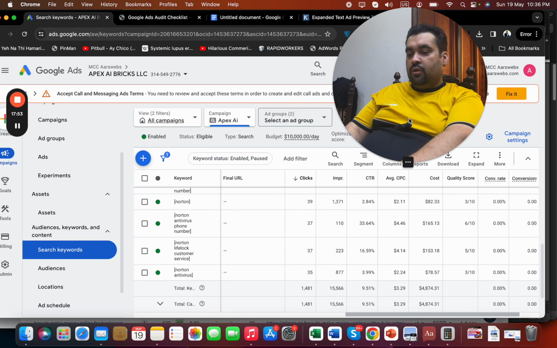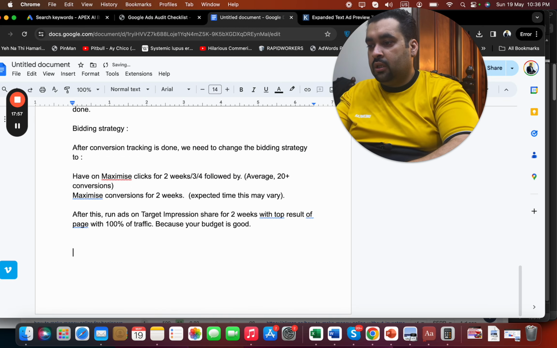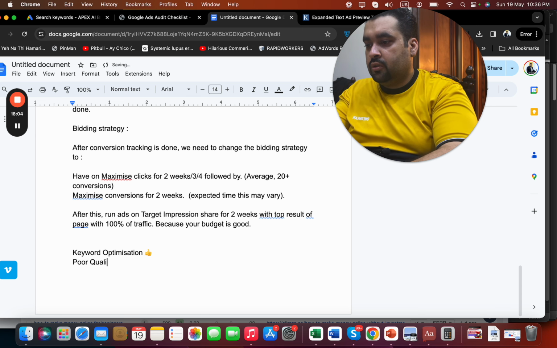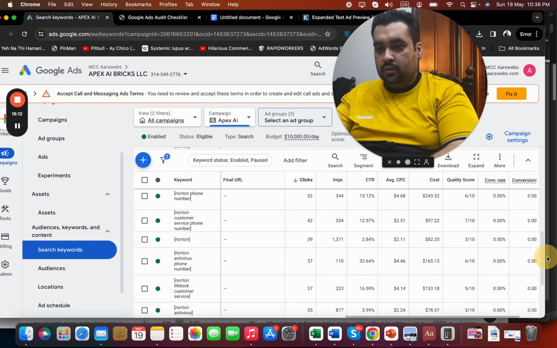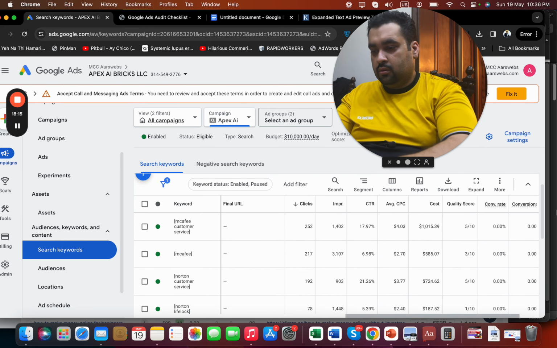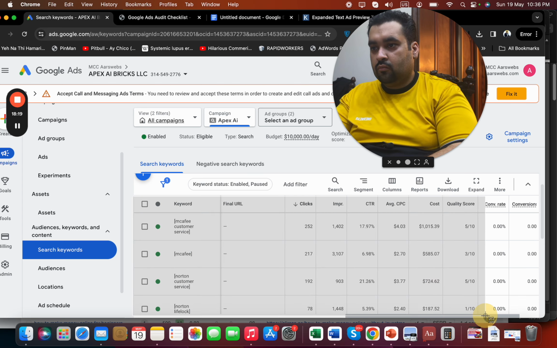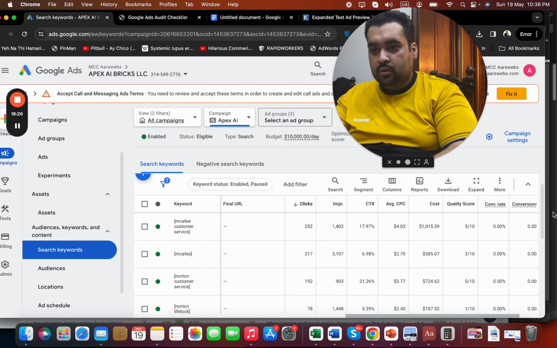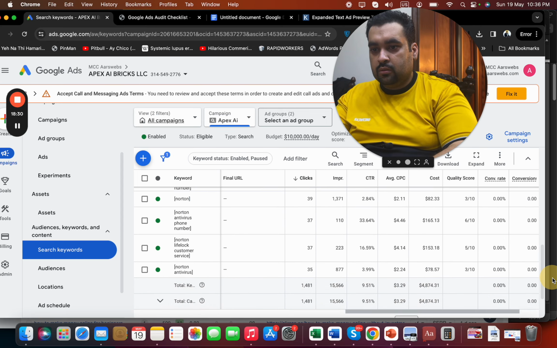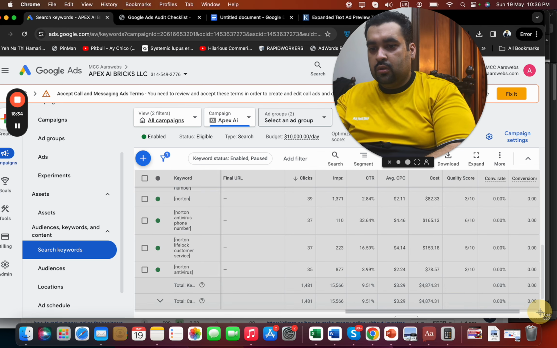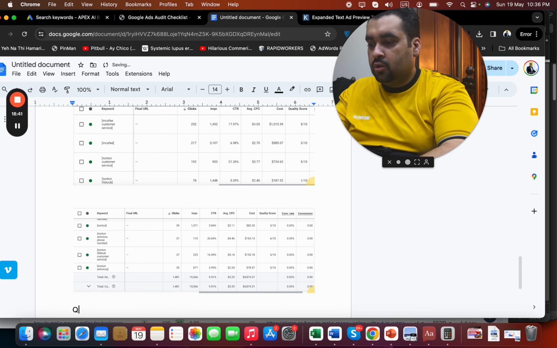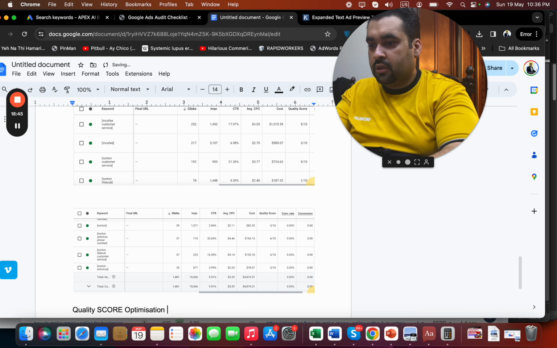So in order to optimize it, we need to work on our CPC cost. So in keyword optimization, poor quality score is a huge problem. Okay, I will attach the data as well so the client can see it. This is a very bad point. You may see that I have ignored 7 keywords, but I'm telling you that major keywords need quality score optimization.